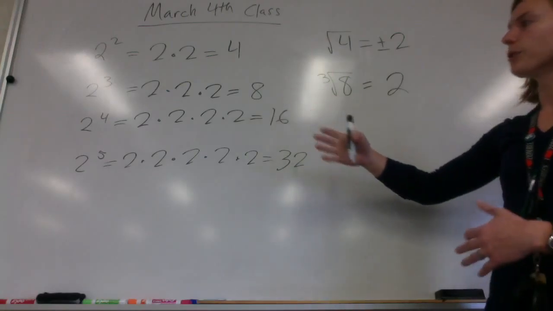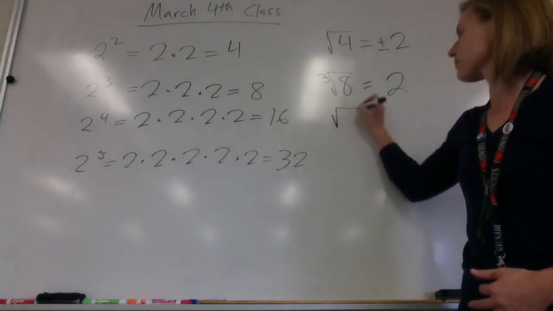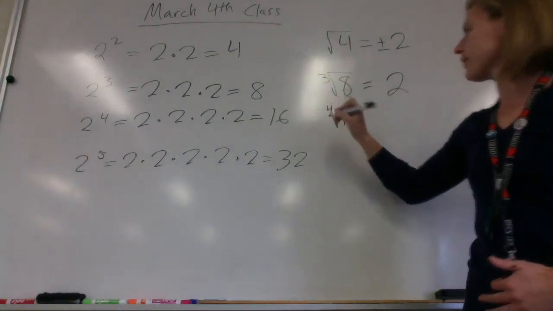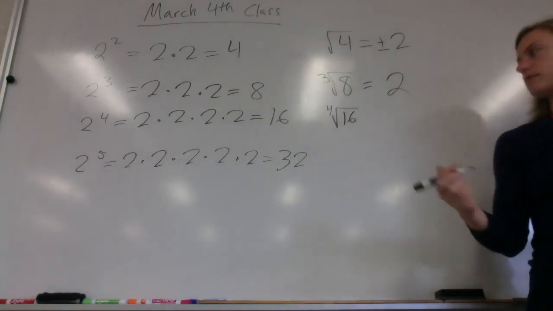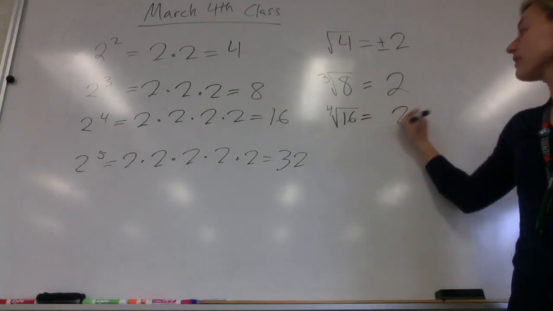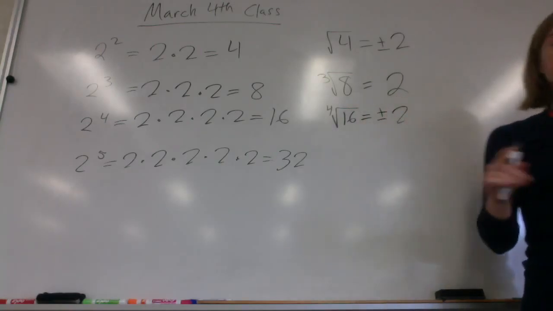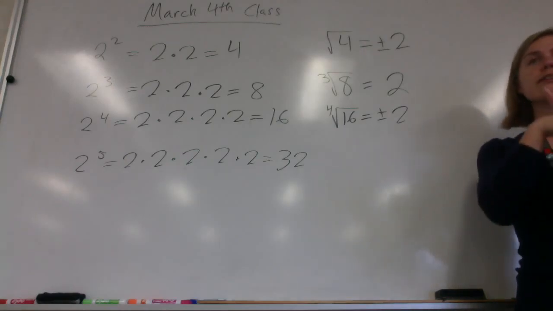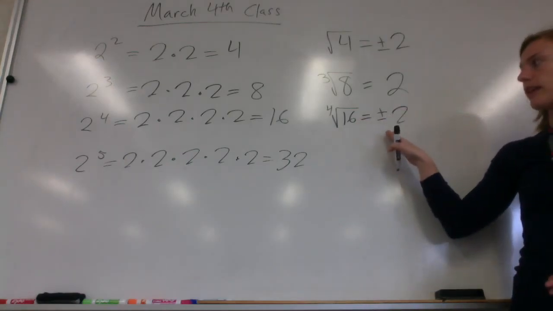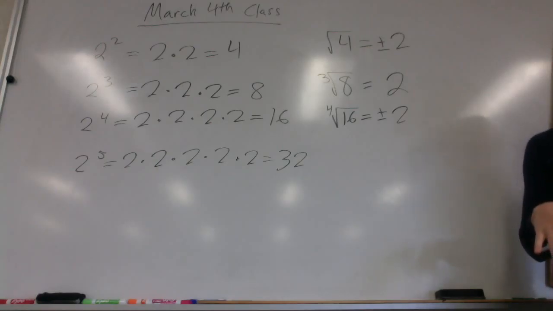If I want to undo putting it to the 4th power, you just got a little 4 out there, and it's asking you, okay, what times itself 4 times gives you 16? 2. And this one actually could be positive or -2, because if I have a -2 times a -2 times a -2 times a -2, all those negatives will cancel out to be positive. So this one can be positive or negative.